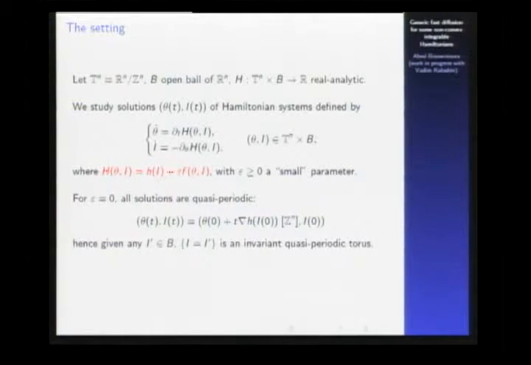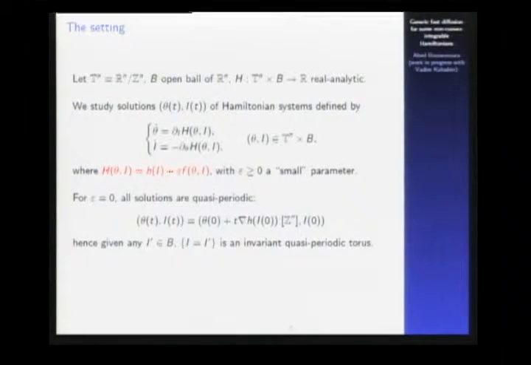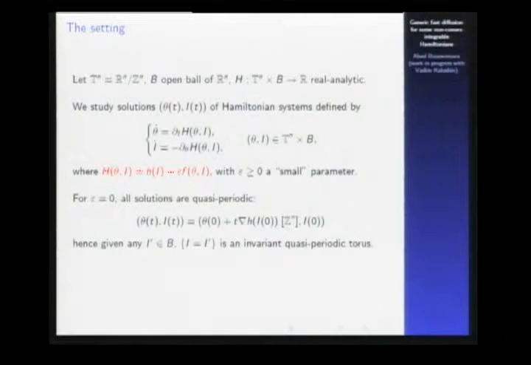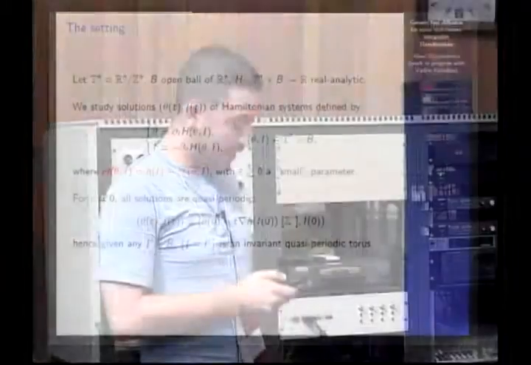To put it differently, given any I prime in B, if I consider the set where I is equal to I prime, it's an invariant torus which is quasi-periodic. It is an invariant torus because this is an invariant set, and it is exactly a torus, and the flow on this torus is given by a linear flow, a flow of translation or rotation. That's what I have for epsilon equal to 0.